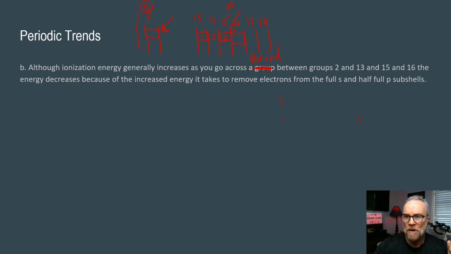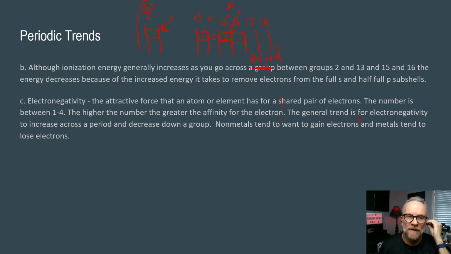Okay, let's go on. Electronegativity is the attractive force that an atom or an element has for a shared pair of electrons. The number is usually between 1 and 4, well, it's always between 1 and 4. And the higher the number, the greater the affinity for the electron. The general trend is for electronegativity to increase across a period and decrease down a group. And so nonmetals tend to gain electrons and metals tend to lose electrons.